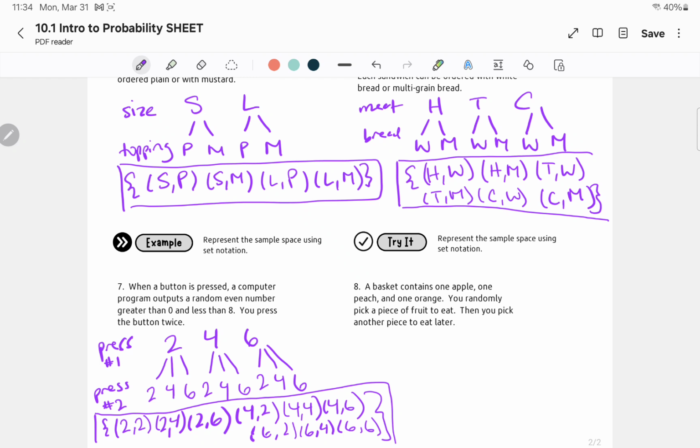All right, so go ahead and pause. Try number 8 on your own. And be a little careful. Just like with over here, we had to think about the numbers. You have to think about the fruit right now. So go ahead and try it.